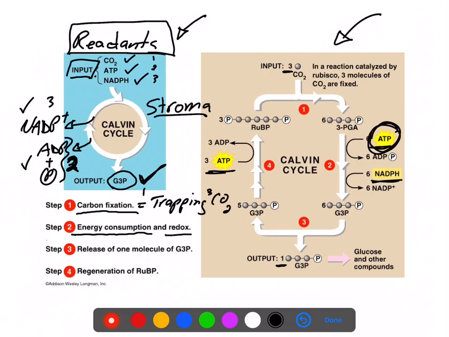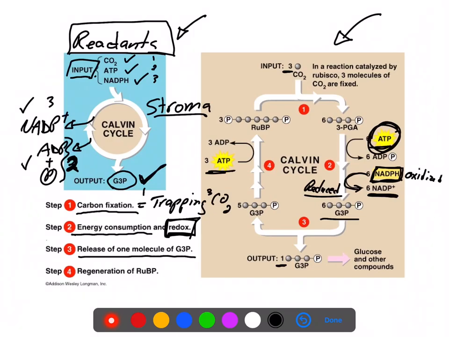Then there's an energy consumption step, or energy requiring step, and that's what we see here. ATP is required. And there's also a redox moment. That's this part where NADPH is dropping off electrons to become NADP plus. So if NADPH was oxidized, who was reduced? Well, that would be the organic molecules that we are creating here. And remember that you cannot have oxidation without reduction, or reduction without oxidation. And that's why we say simply redox.